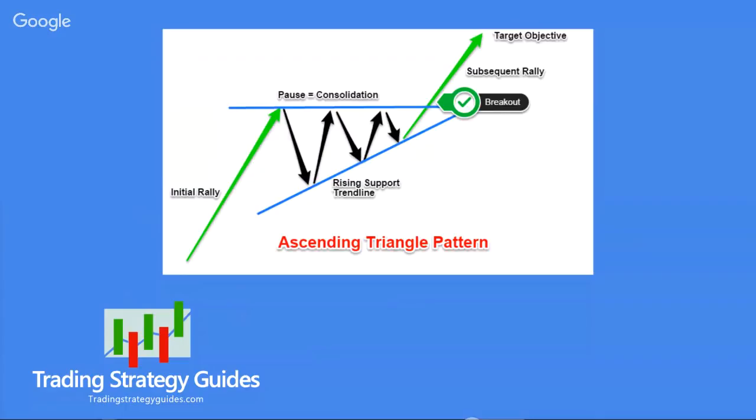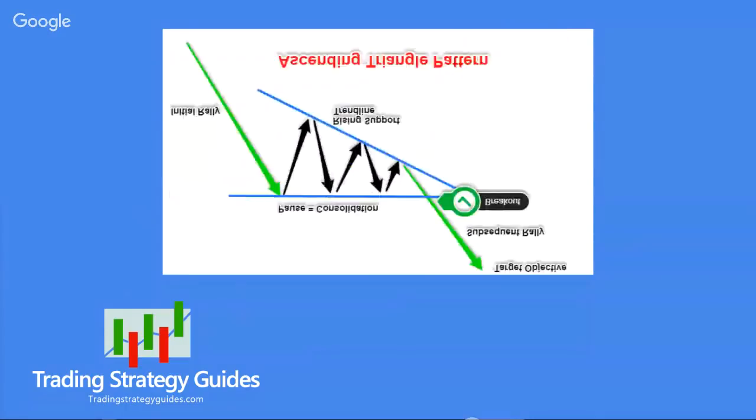This is a descending triangle pattern. I was a little bit lazy. What can I say? It's identical in the opposite: downtrend in, nice flat support level, lower highs, and then a breakout, typically in the direction of the incoming trend. I'm lazy, but it's accurate.